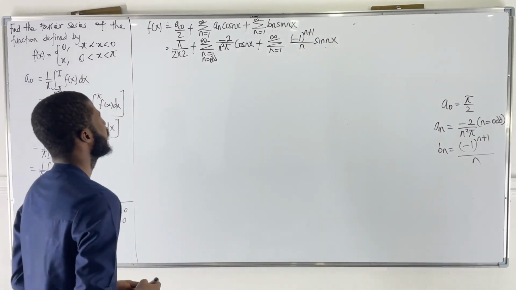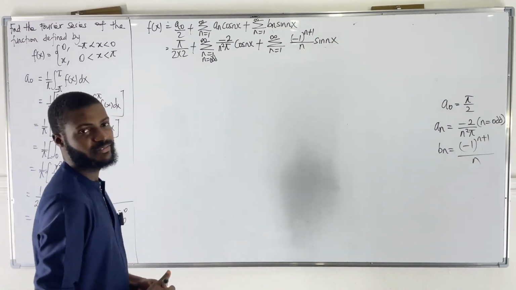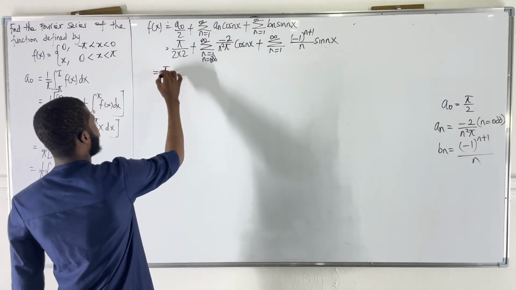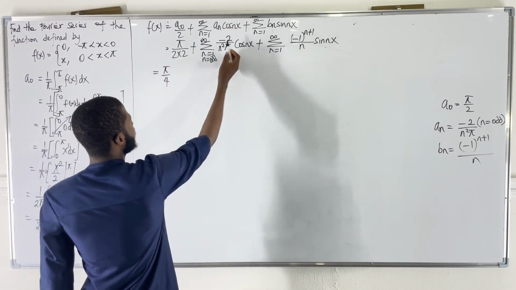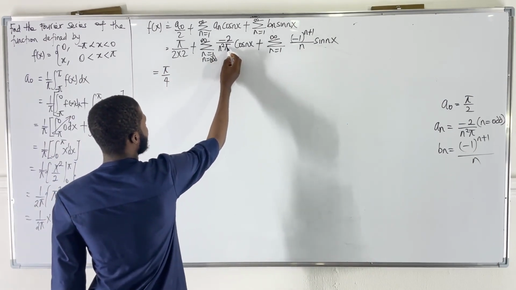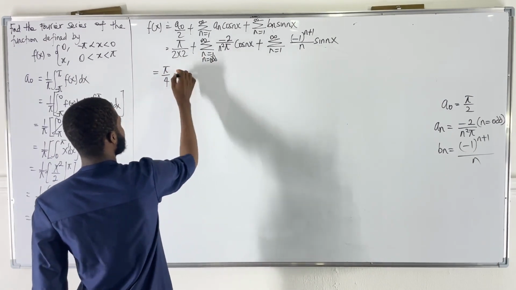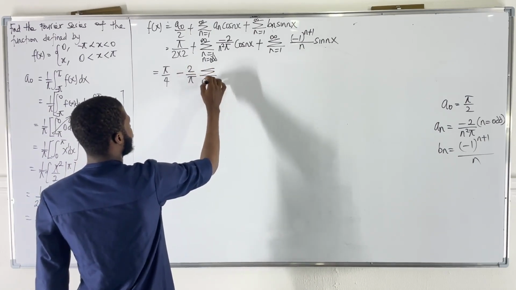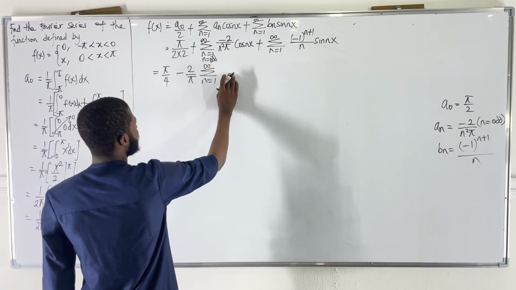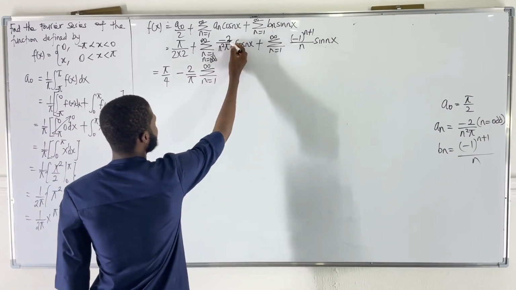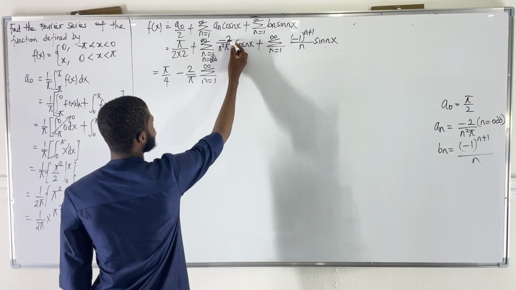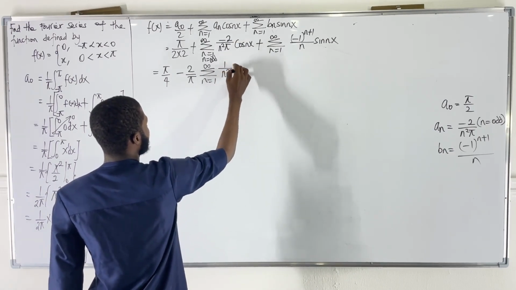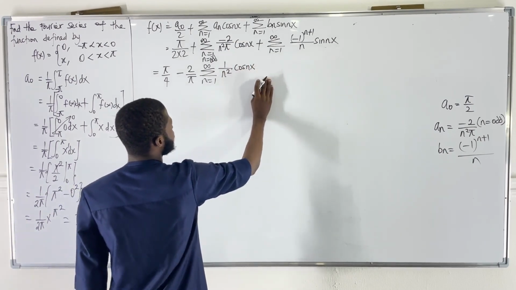All right. This is the part where I simplify. So let's simplify. This will be pi over 4. The minus 2 is a constant. The over pi is also a constant. So let's bring it out. So this will be minus 2 over pi. Then the sum from n equal to 1 to infinity. If minus 2 goes out, what will be left is 1. So this is 1 over n squared cosine of nx.